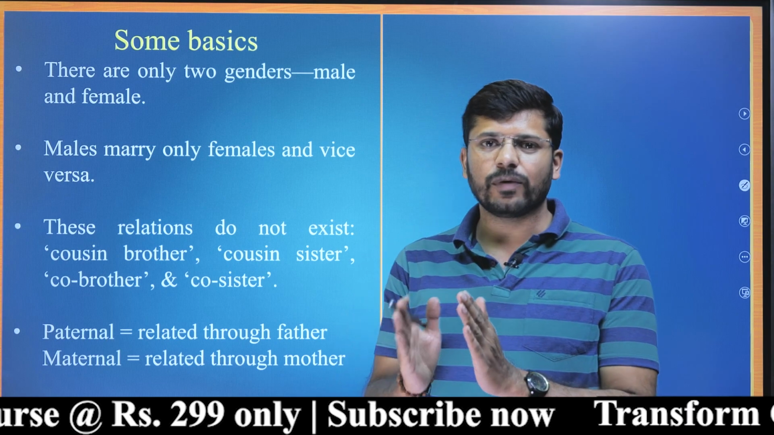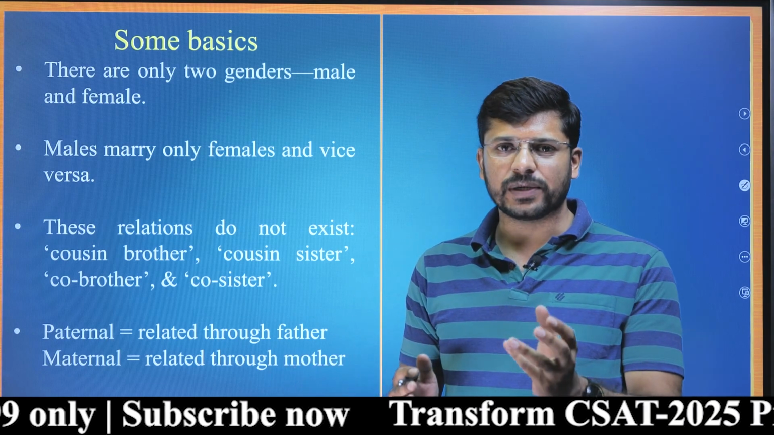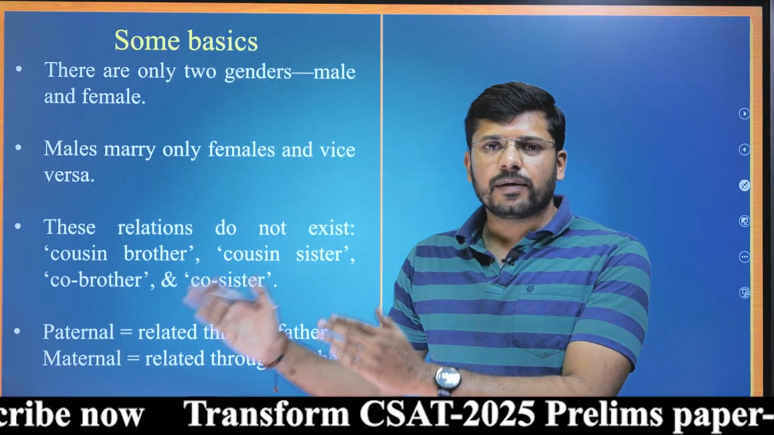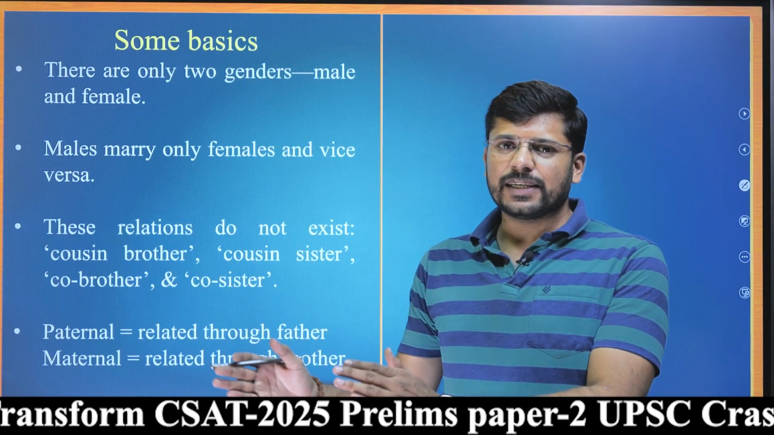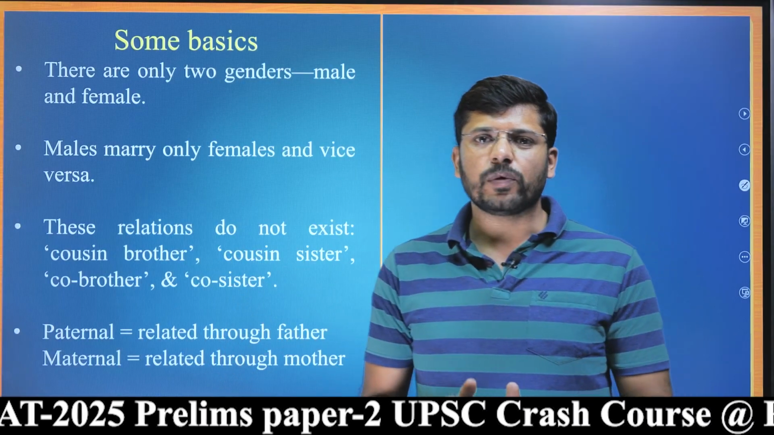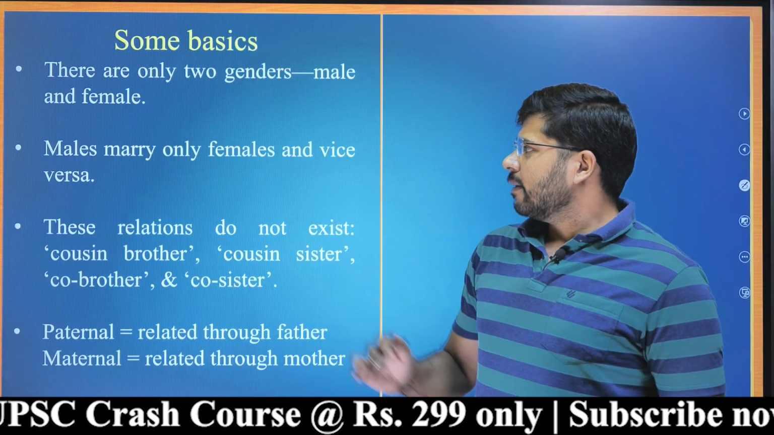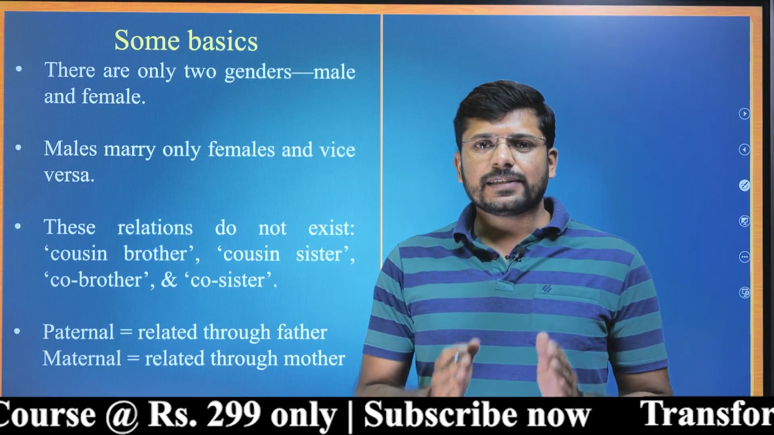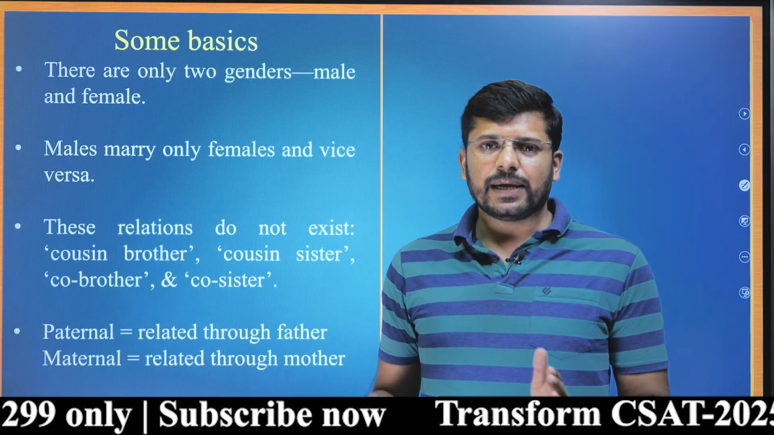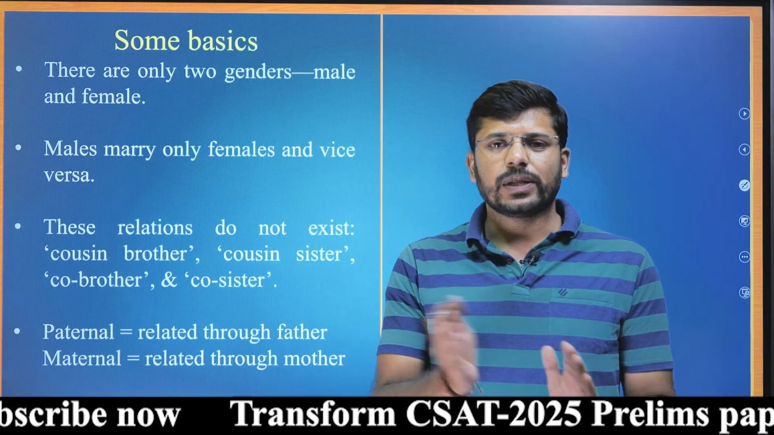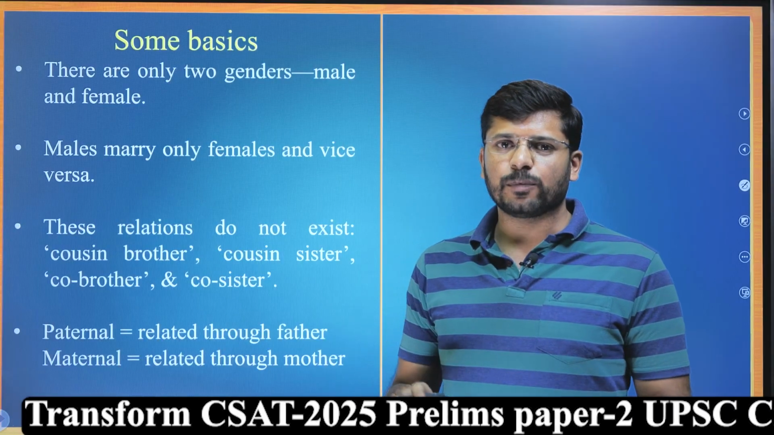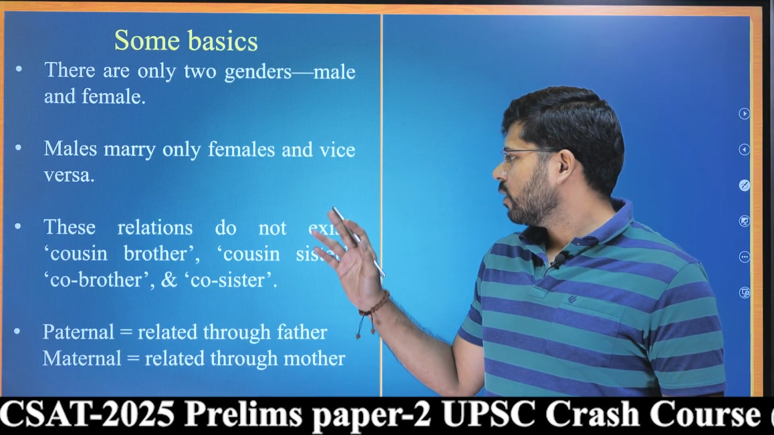There is no third gender when it comes to blood relations, because we are talking about persons. Even though in reality there can be third gender persons, when it comes to solving the problems on blood relation, we will talk only about male and female. Then in blood relations, males can marry females only and females marry males only. So there is no same-sex marriage in this topic.